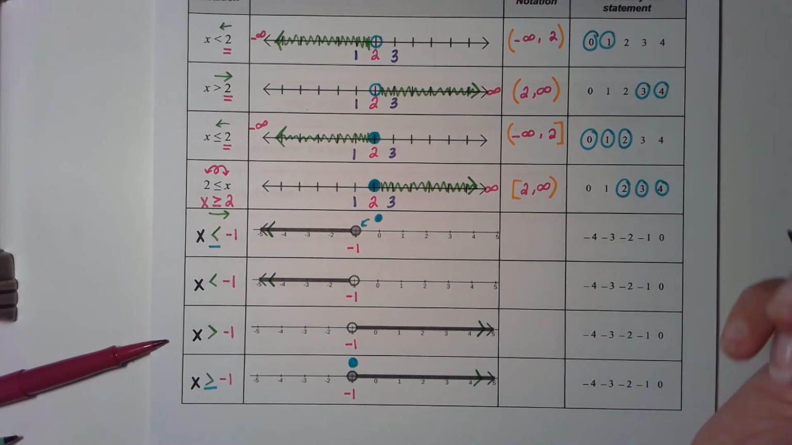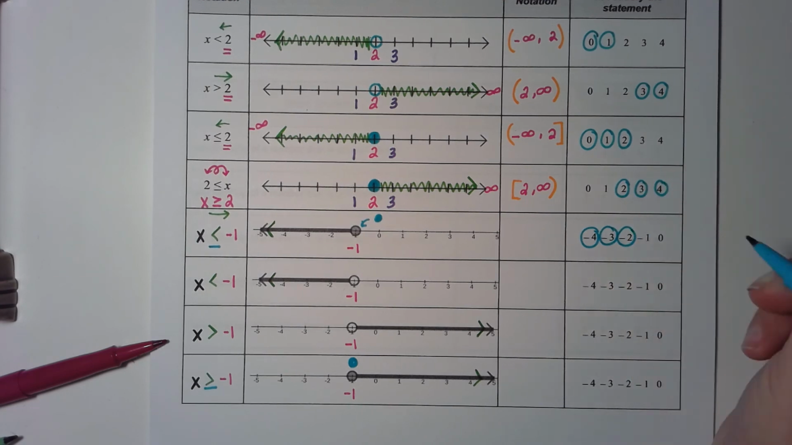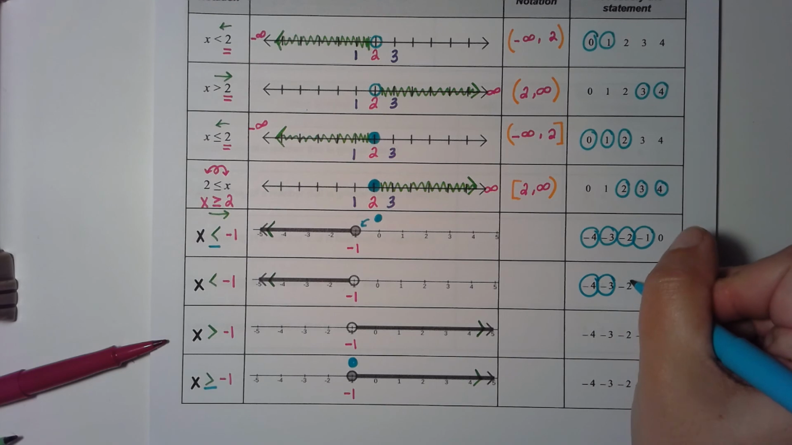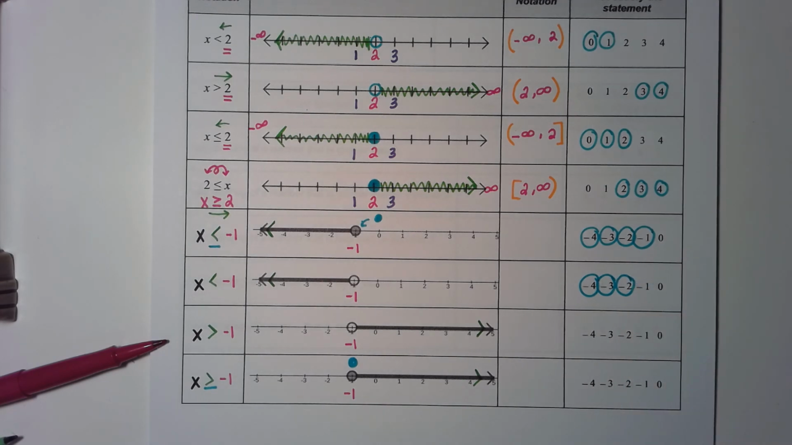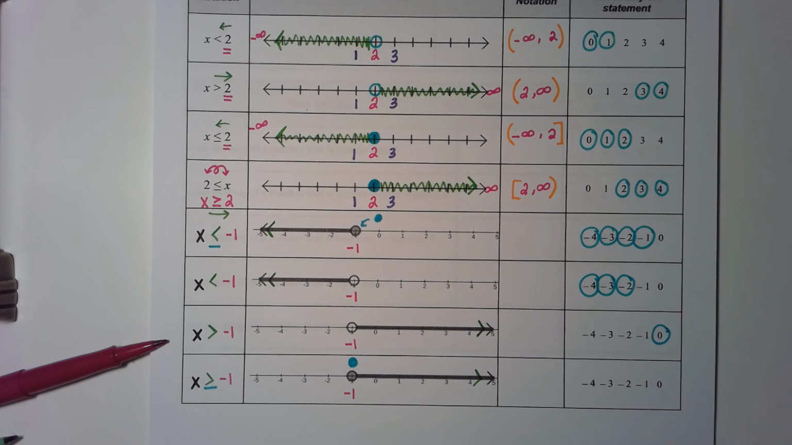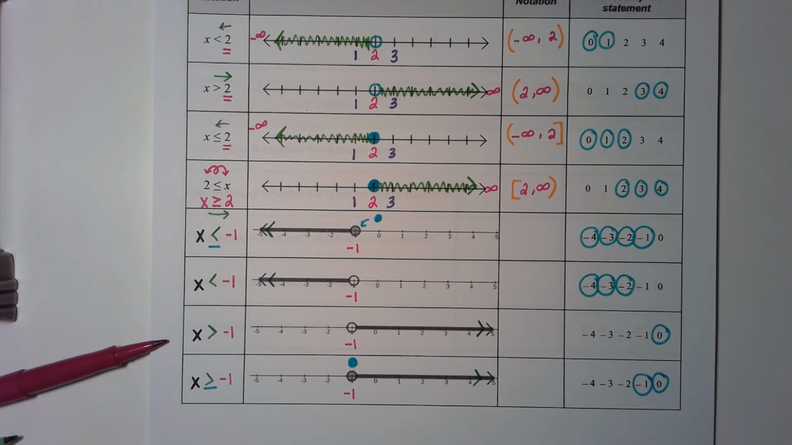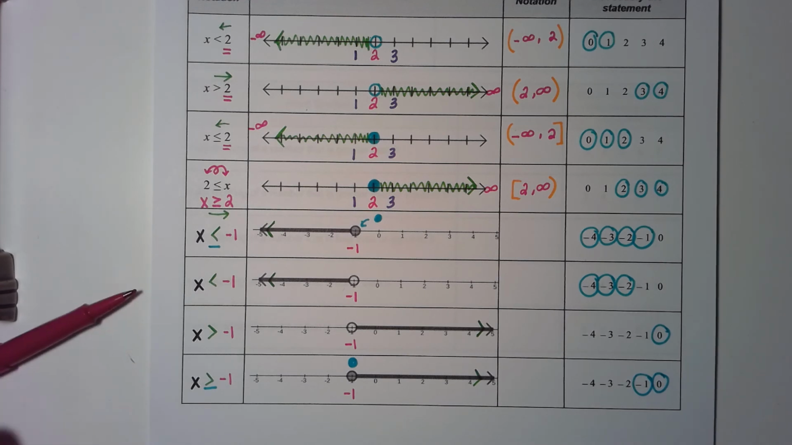For the next few examples, x is less than or equal to -1. I would want all the numbers less than -1 and the -1 because it's a closed circle. And if it's the same situation, but it's just an open circle, the only thing that changes is I just don't circle the -1. For the next scenario, I'm going to circle the numbers that are bigger than -1 and not including the -1. So in this case, it would just be the 0. And for the last one, it would be the -1 and the 0 because now we are including the -1. It's a closed circle.